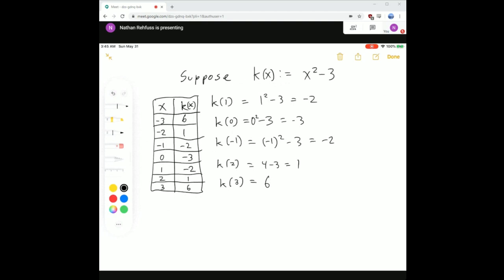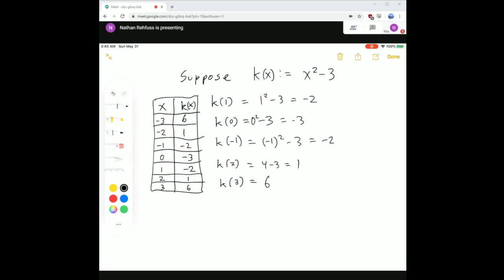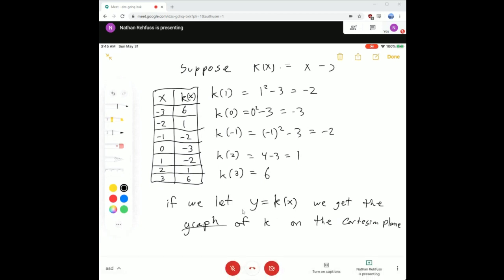Here's something I can do with this function. Since I have this table of inputs and outputs, if we let y equal k of x, we get the graph of k on the Cartesian plane. What's the graph of k? The graph of k is the set of all points on the Cartesian plane that satisfy this equation.